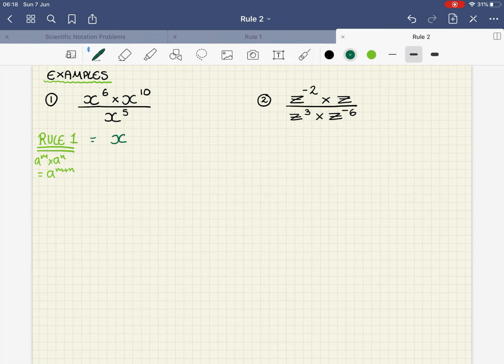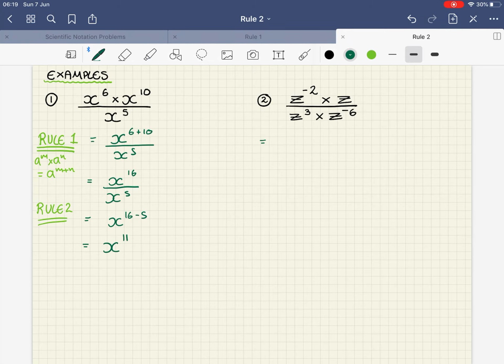So I'm going to have x to the power of 6 plus 10. And that x to the power of 5 is just going to stay on its own. So now I'm going to have x to the power of 16 over x to the power of 5. And now I can do my rule 2. Well, I have x to the power of 16 take away 5. So that's going to be x to the power of 11.